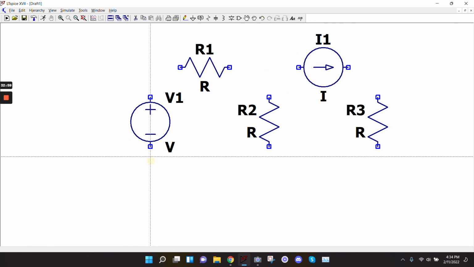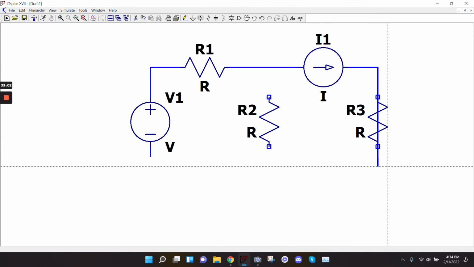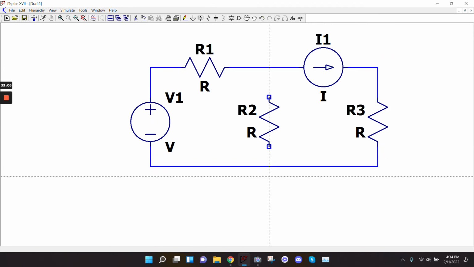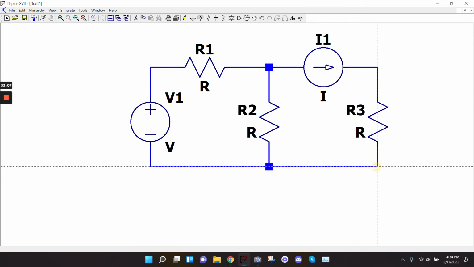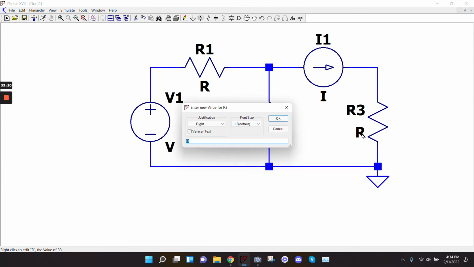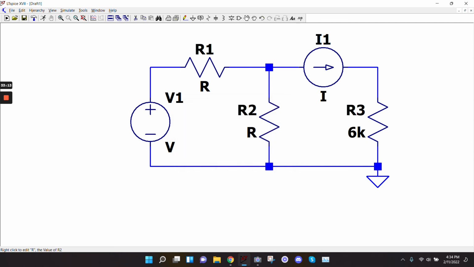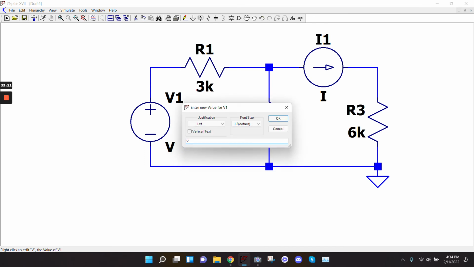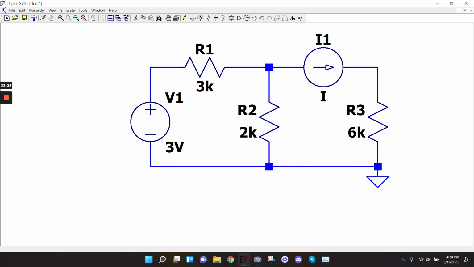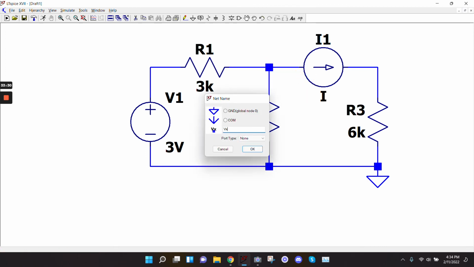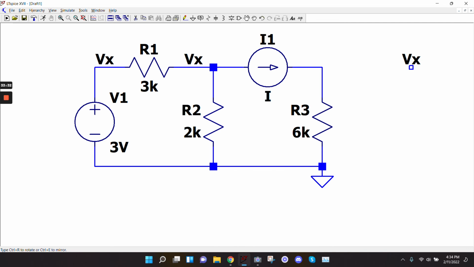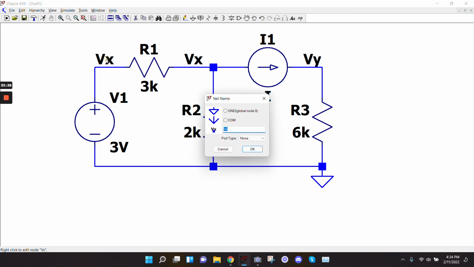Okay, so I've got this circuit. I'll ground it in a sec. Let's go ahead and plug in values. So this is a 6K, like I said. This is a 2K. This is a 3K, right? And then I put 3 volts right here. All right, and then this will be, I guess I'll call it VX. This will be VS, and this will be VY. I said VY was going to be 6 volts, VX should be 0 volts.